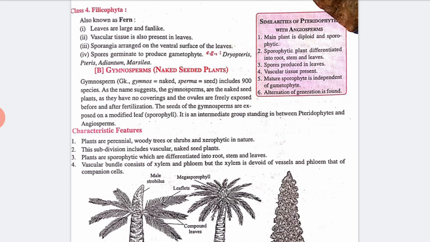But whenever we talk about angiosperms, that means seeds are covered, meaning those plants having seeds covered, like mango, neem, jamun, maize, sunflower. All these are examples of angiosperms. Clear?